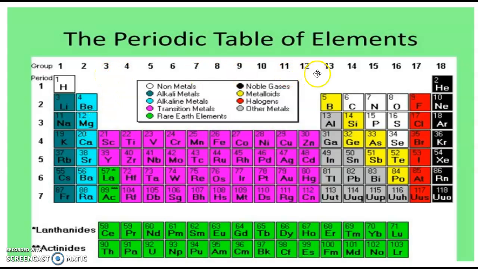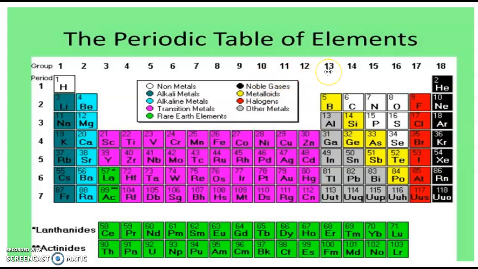From the third group to the 12th group, we have the transition elements, in purple color, which are represented as transition metals. In those colors, we have two green color blocks, which are nothing but the rare earth elements, that is, the lanthanides and actinides. We call these the F block elements, which are nothing but the lanthanide series and the actinide series. The majority of the F block elements are radioactive in nature.